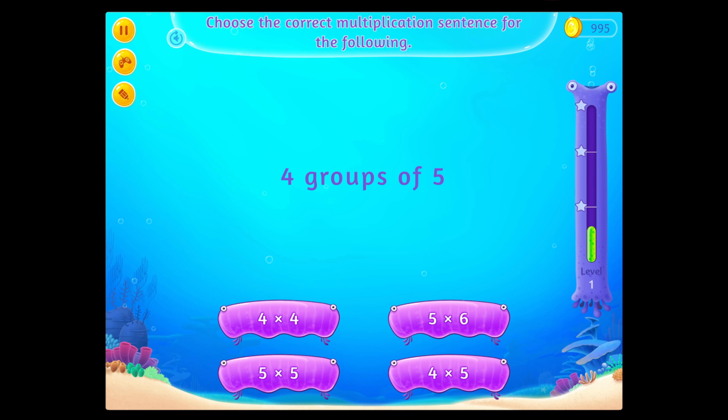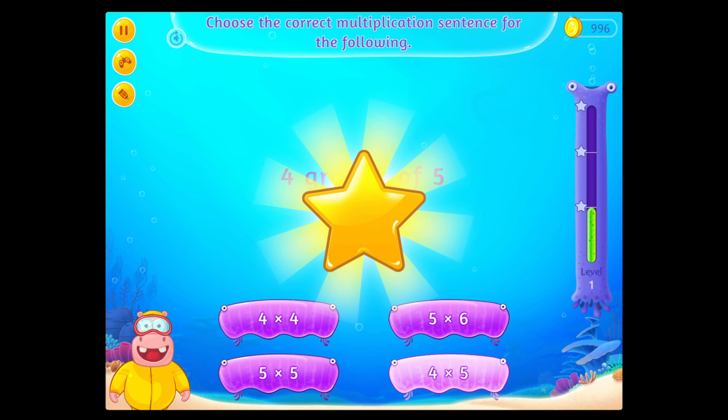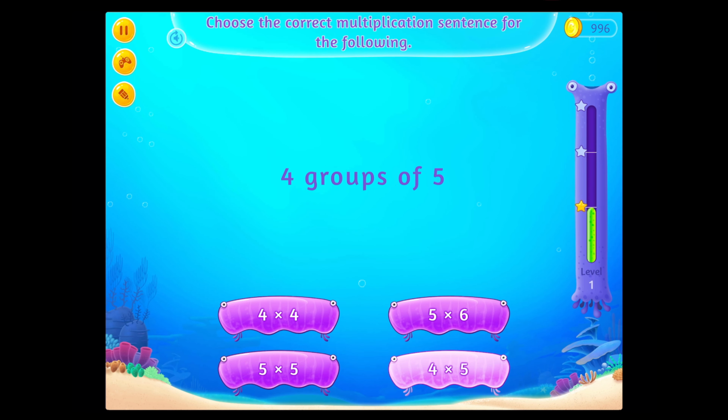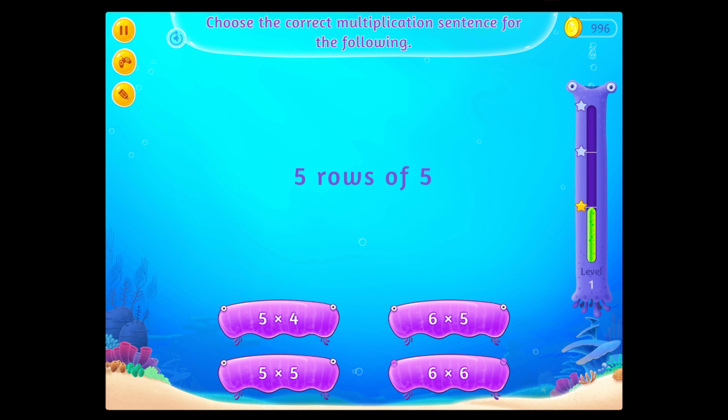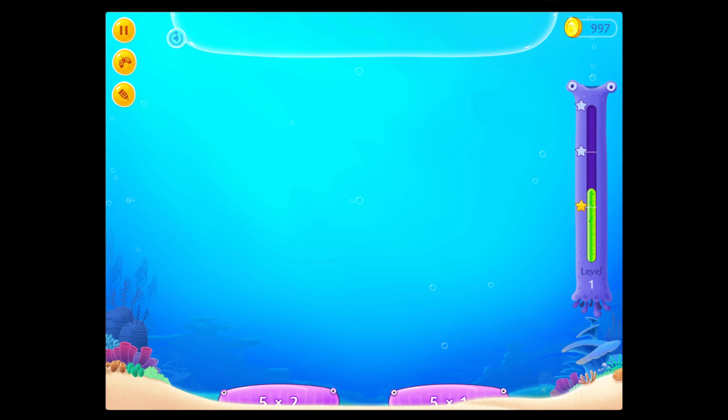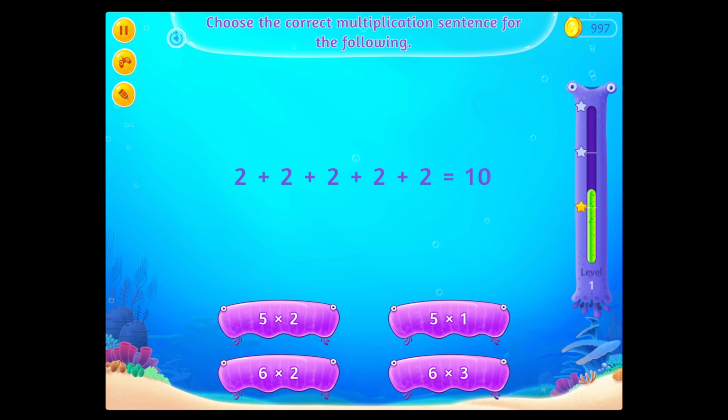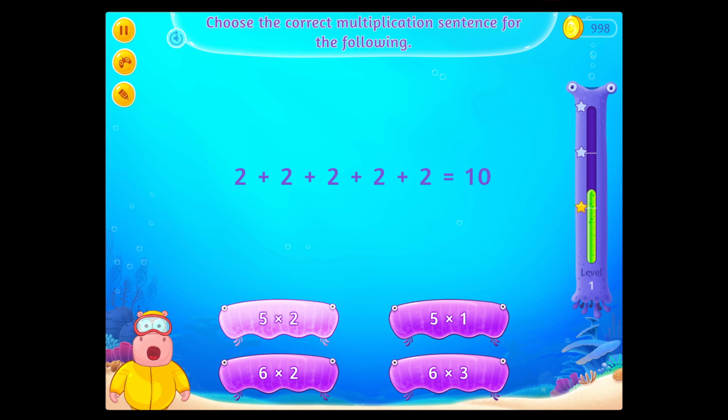Choose the correct multiplication sentence for the following. Congratulations! You've done it! Choose the correct multiplication sentence for the following. That's right! Choose the correct multiplication sentence for the following. On a roll!